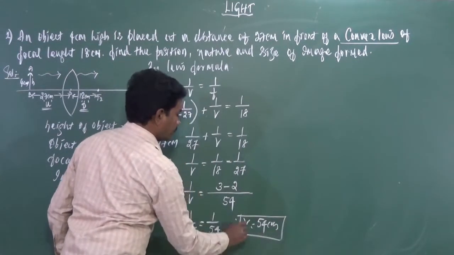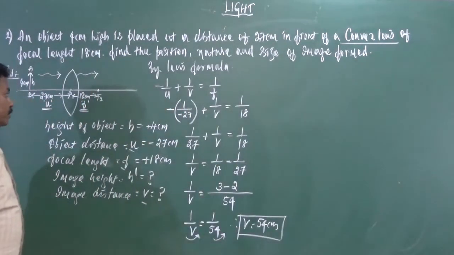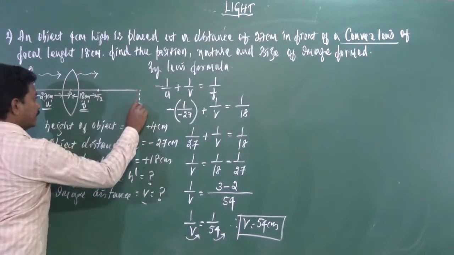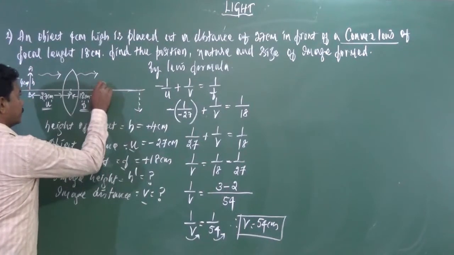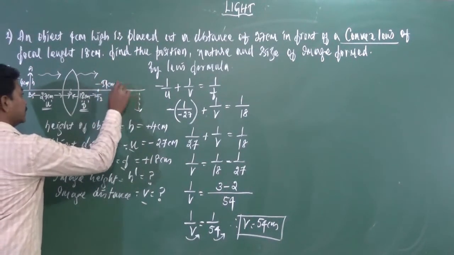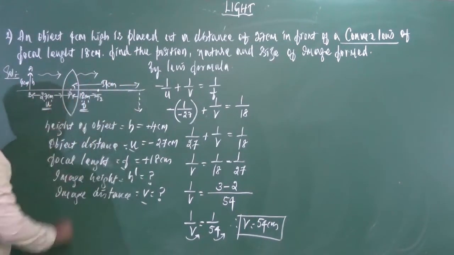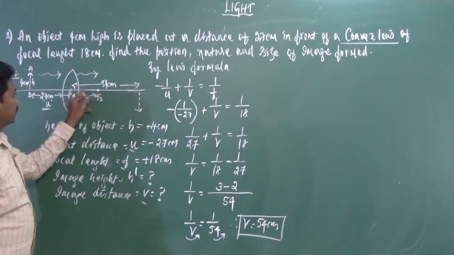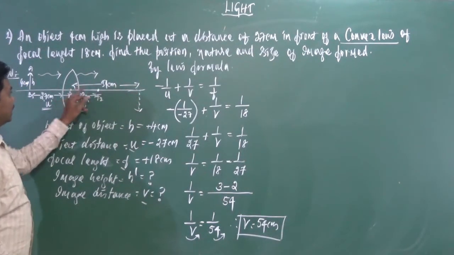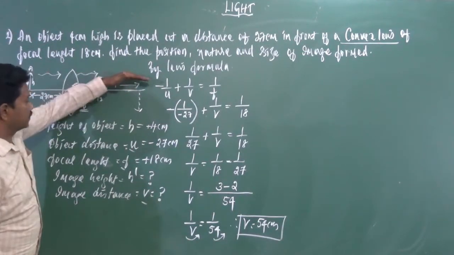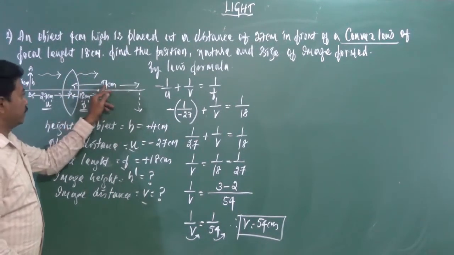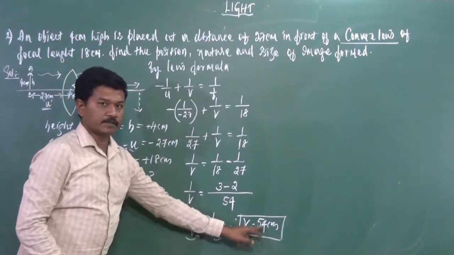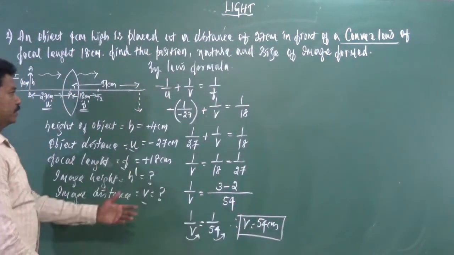So here we have got v as positive. The image is formed at a distance of 54 centimeters from the optic center of the lens. As we measure the distance of the image from the optic center of the lens along the direction of the incident light rays, the value of the image distance we have got should be positive. So therefore we have got a positive value.